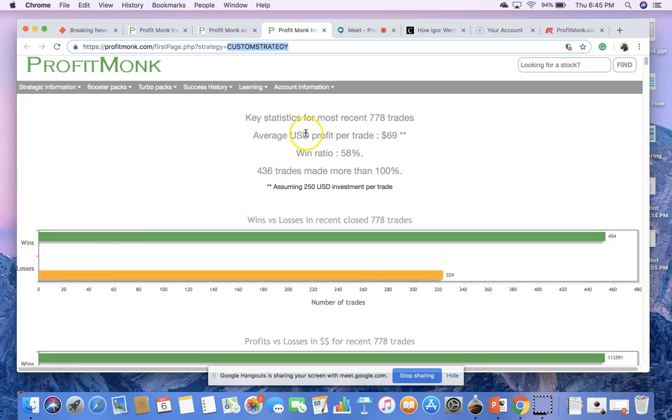Okay, so this combination of settings gave you about 770 trades since January of 2017. And it helped you make about $69-70 per trade with a 58% win ratio, which is very high, I believe, for doubling your money. And then out of these 770 trades, 436 trades made more than 100%.